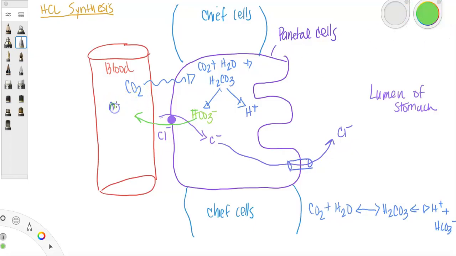So we call it the alkaline tide, because it is raising the pH as the bicarbonate comes into the blood in this area. Okay, so we've got that going on. We've got chloride going into the lumen of the stomach.